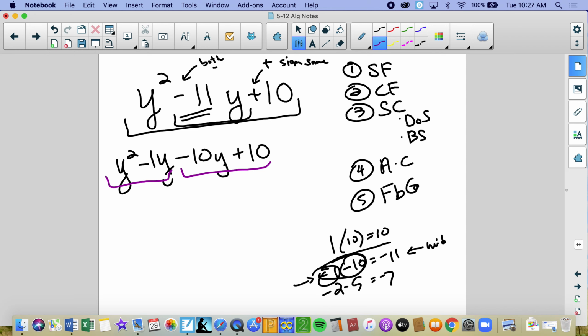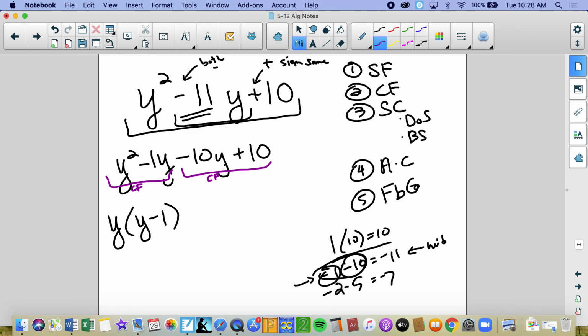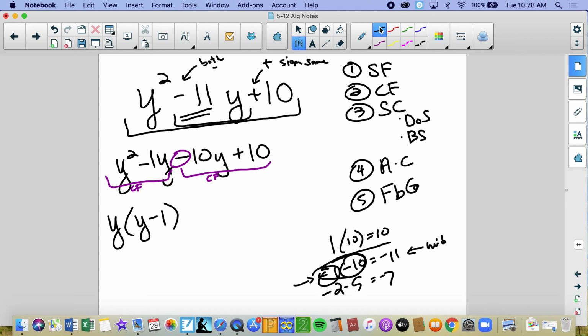So we want to find a common factor. A common factor of y squared minus 1y would be y. They both have a y. If we factor it out, you get y minus 1. Then we look for a common factor of the second two. We notice that the first term is negative, so I'm going to factor out a negative 10, which gives me y minus 1. We make sure that these two parentheses are identical. If they are, I know I did it right. So I have that in common, so I'm going to factor that out. And what does that leave me with? That leaves me with y minus 10.